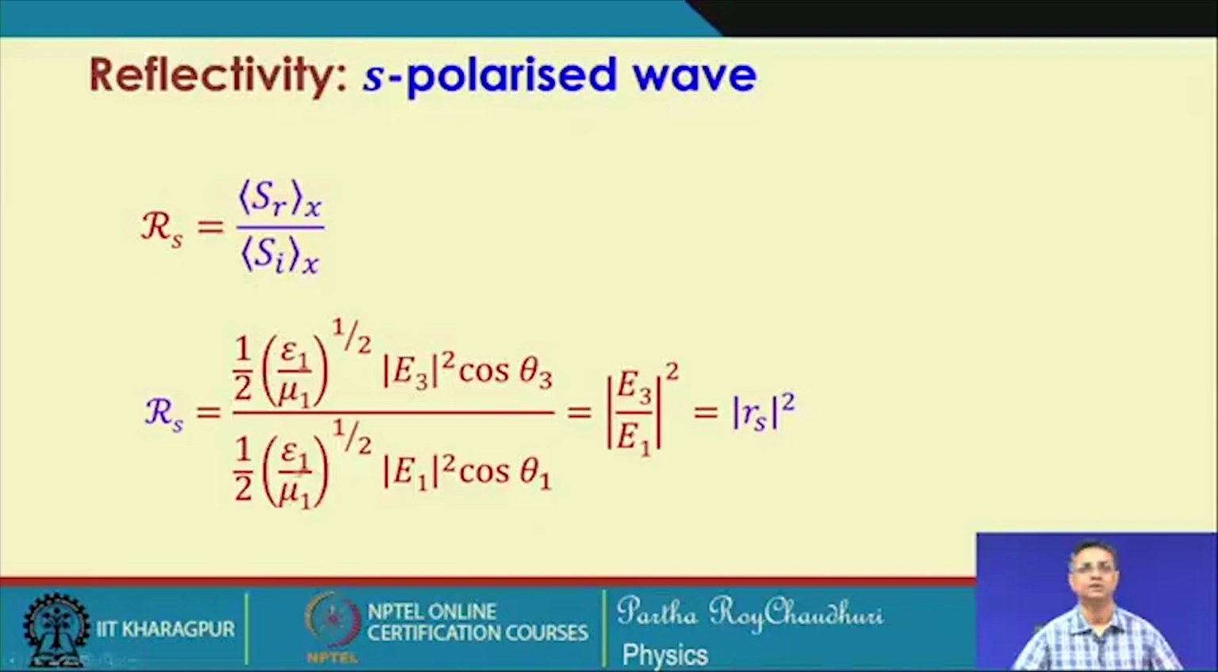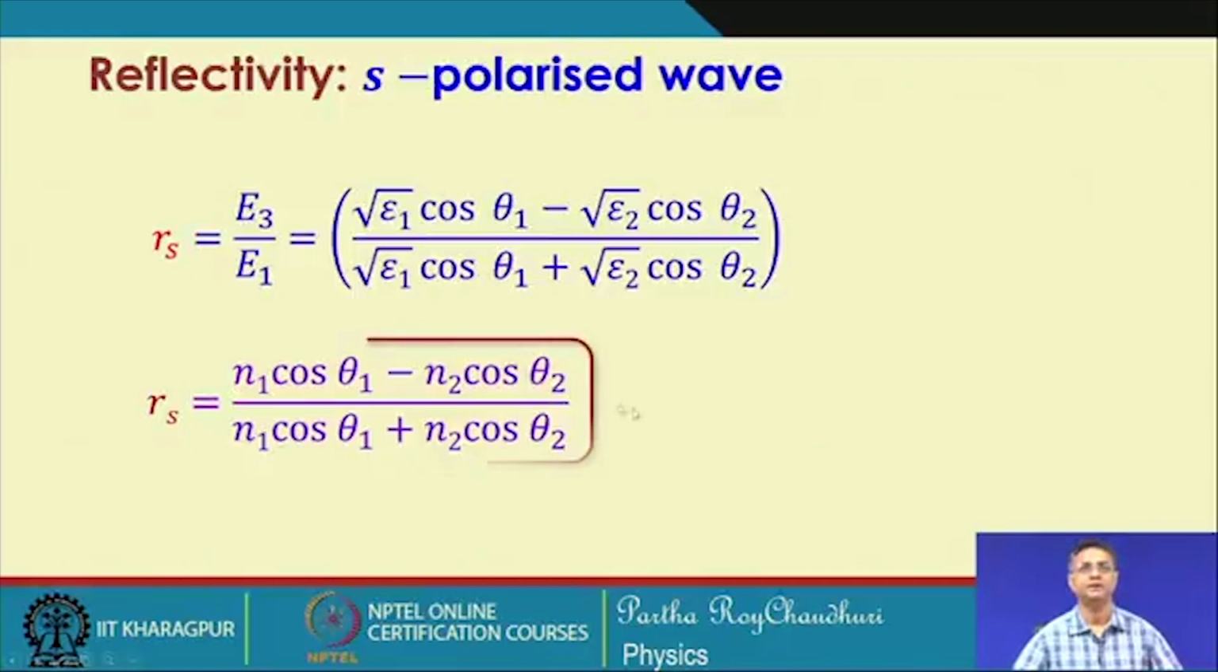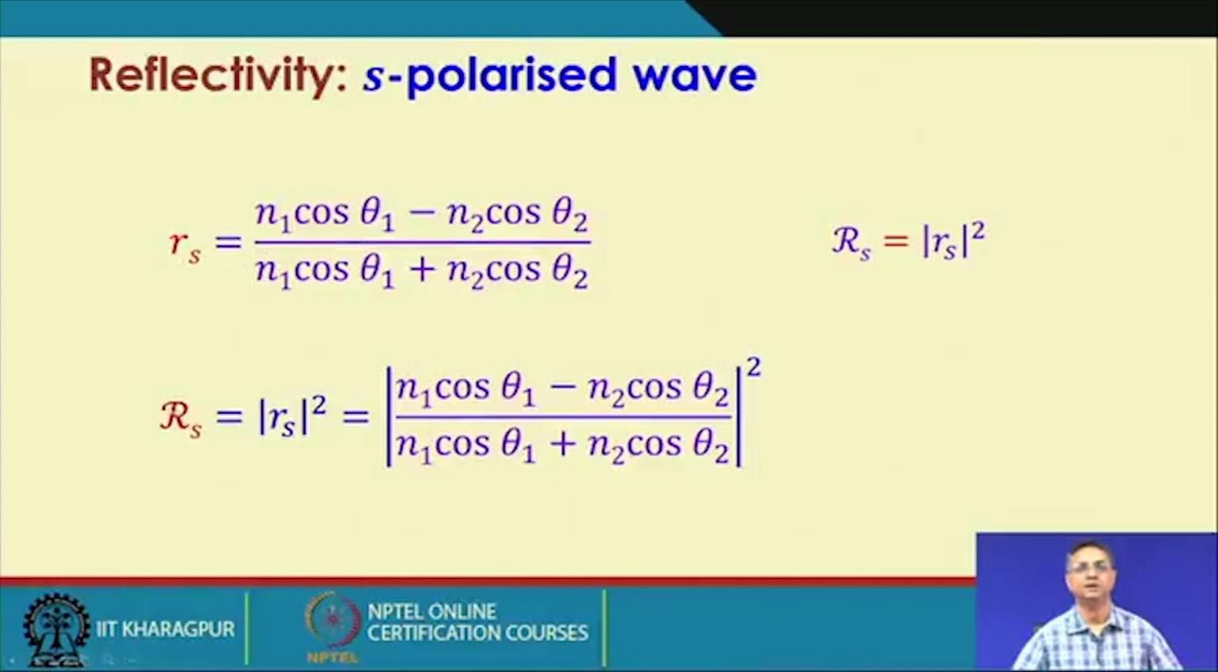On evaluation you can see that because it involves only the first medium, that is the lower medium, epsilon 1 by mu 1, epsilon 1 by mu 2, these things will cancel out, giving rise to mod square of E 3 by E 1, which is equal to R s square. Then the reflection coefficient, if I use R s square, we can write this equation as just the mod square of R s.